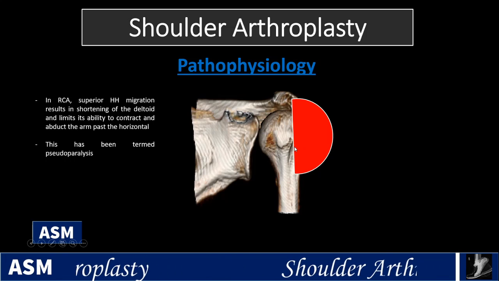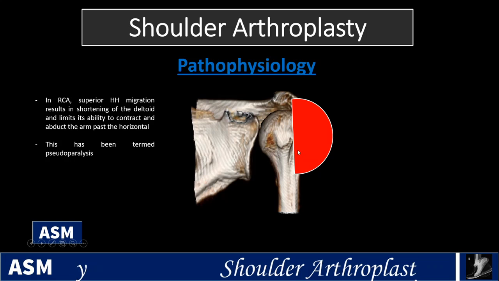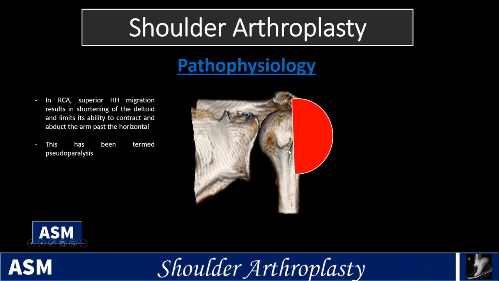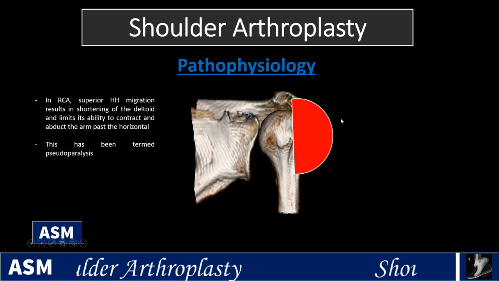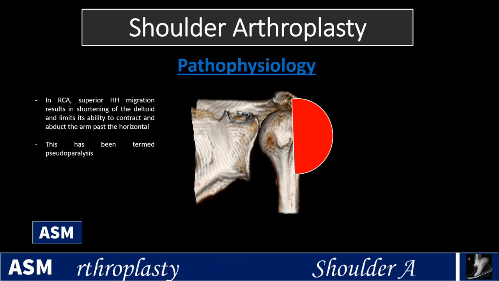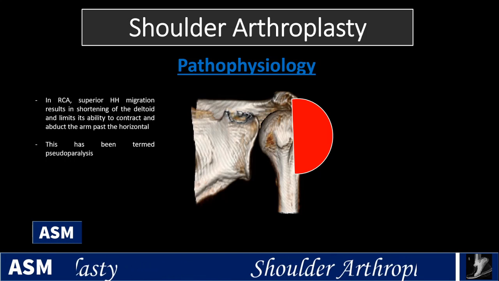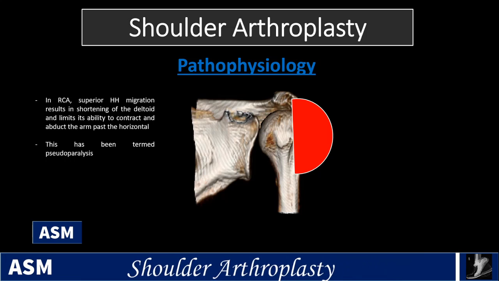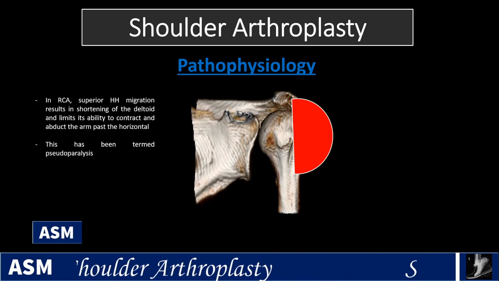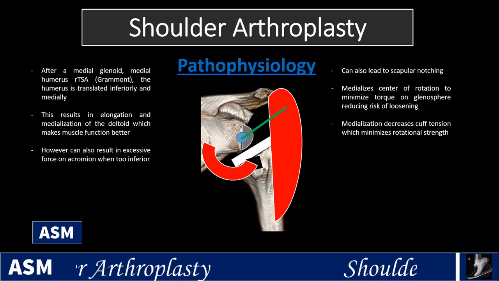And so when you can't really contract and fire to abduct the shoulder above the horizontal, that term is pseudoparalysis. You still can passively be abducted beyond it, so it's not like there's a block mechanically. It's just that functionally the deltoid is having a tough time getting you above the horizontal.